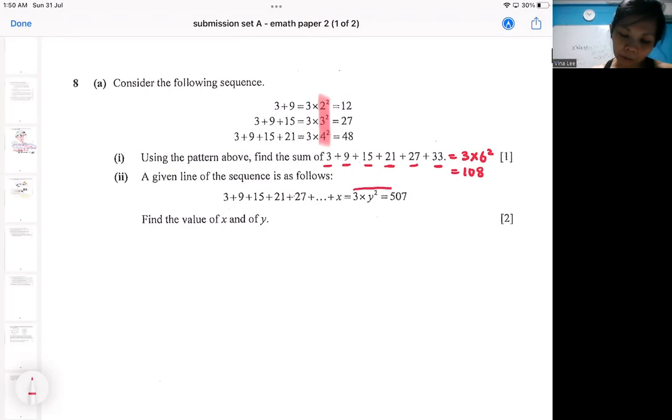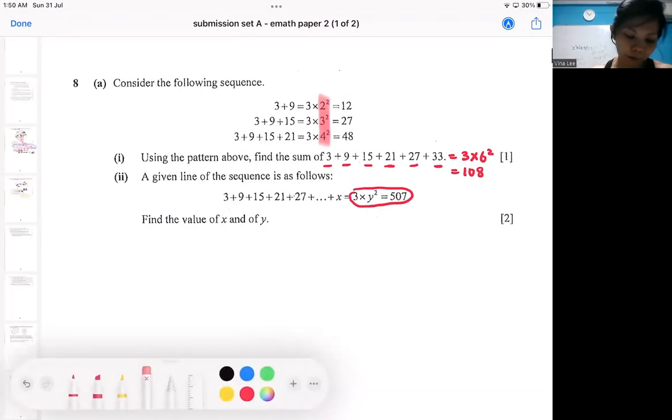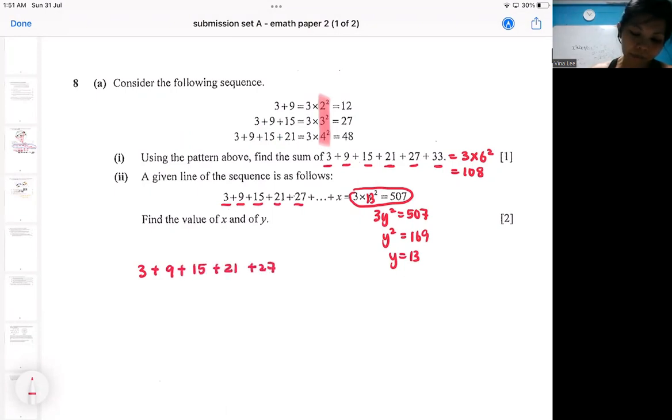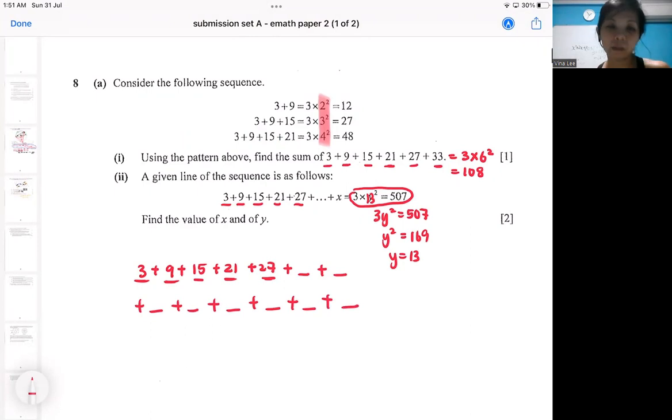If I work backwards for this situation, you can solve like algebra, like 3y squared equal to this. So eventually you got a 13. So what does this 13 say? That means you are actually adding up 13 numbers. Three, 4, 5, 6, 7, 8, 9, 10, 11, 12, 13. So you're adding up 13 numbers.